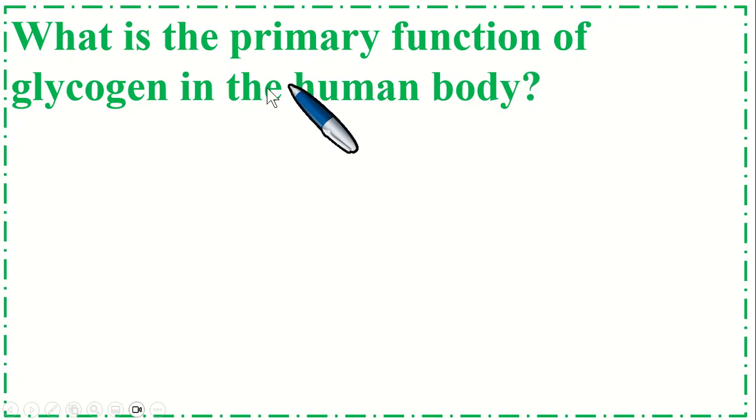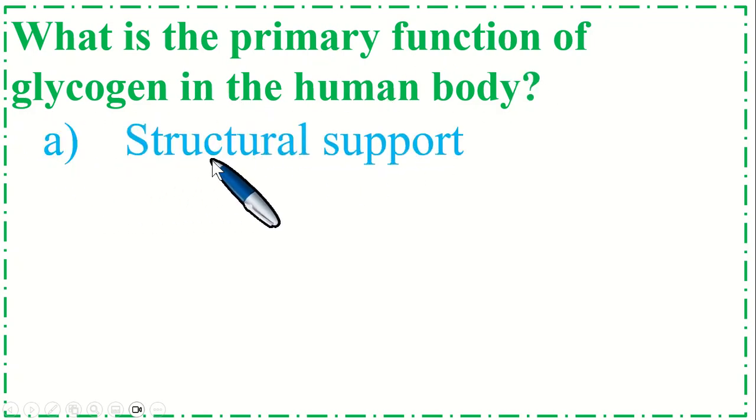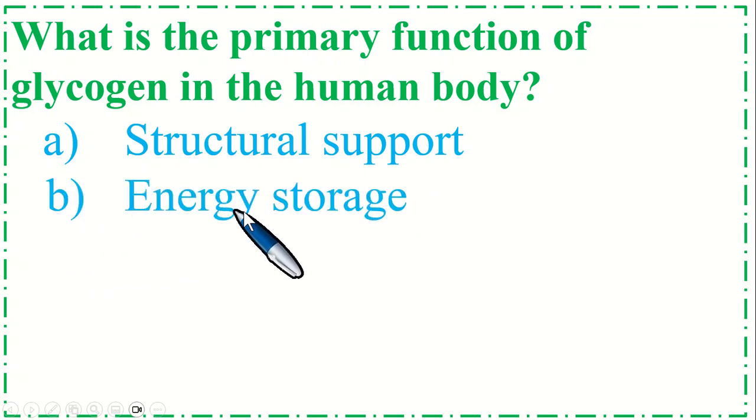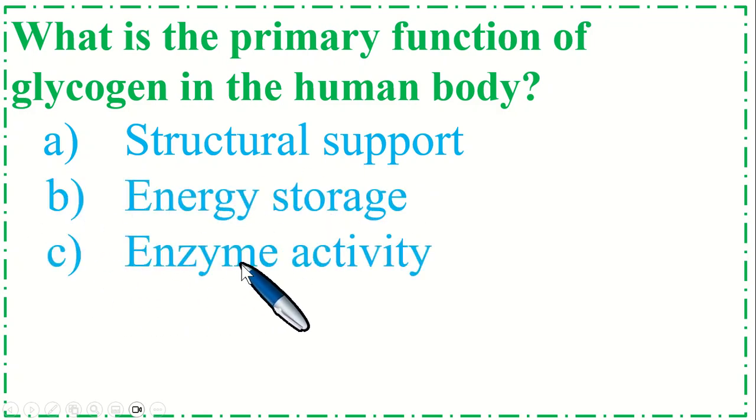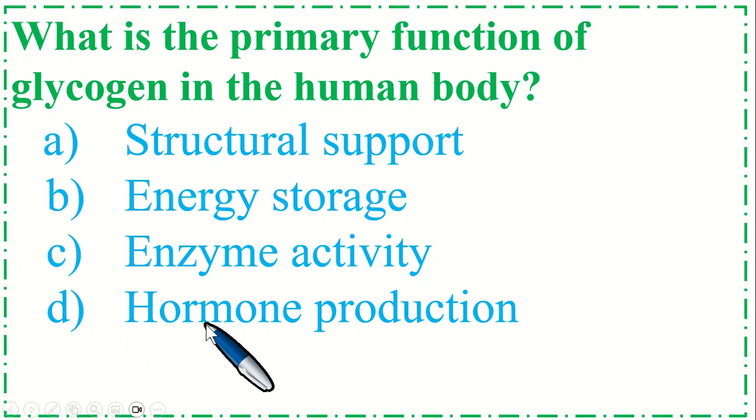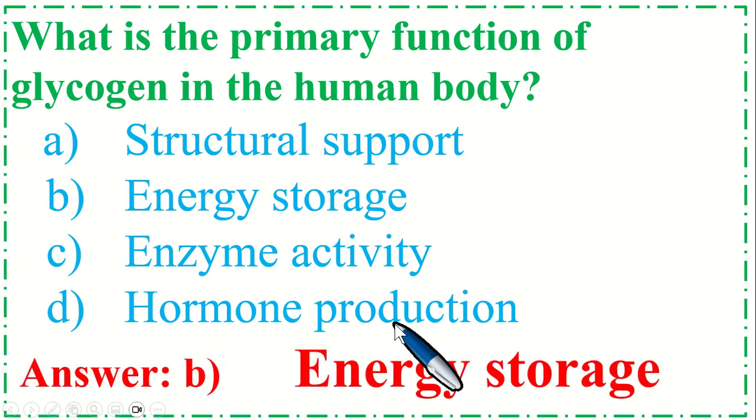What is the primary function of glycogen in the human body? Option A, structural support. B, energy storage. C, enzyme activity. And option D, hormone production. So the correct option is B, energy storage.